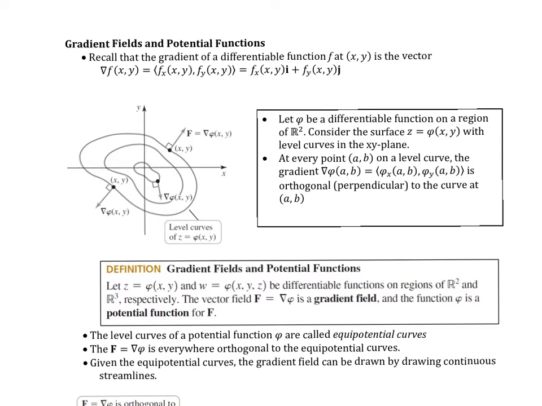Something that comes up quite a bit is gradient fields. So remember the gradient vector fields from Calculus 3? They were vectors of this form, partial derivative with respect to x, partial derivative with respect to y. And then we use this upside down triangle to indicate that it's a gradient vector field for our function with respect to variables x, y.